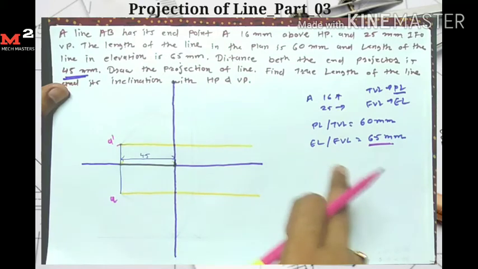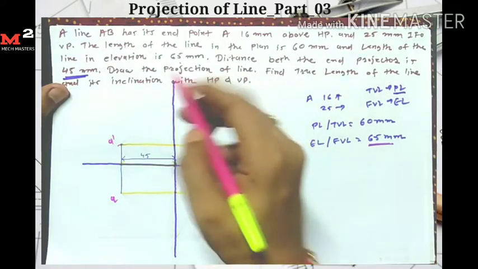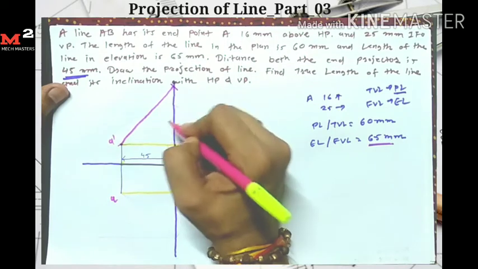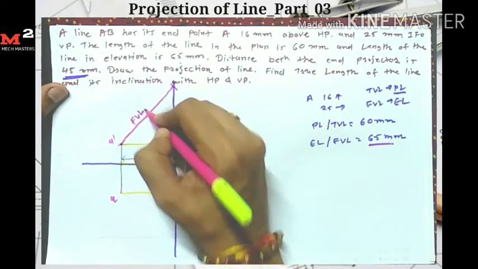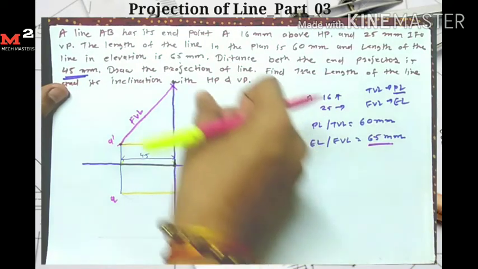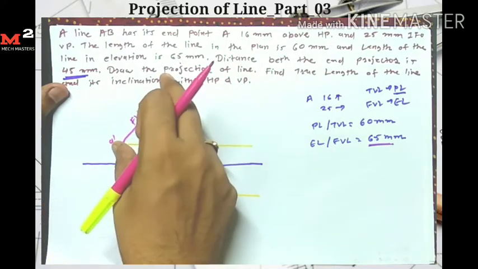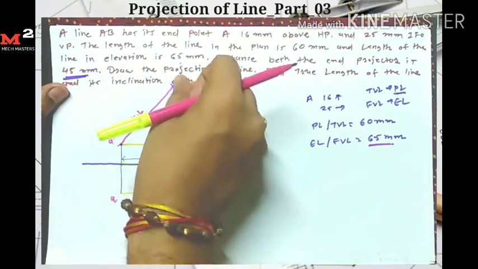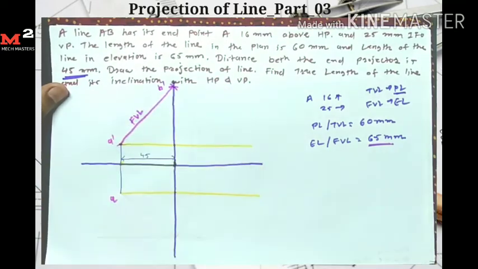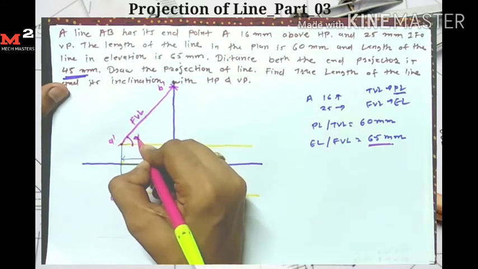So I take A dash as a center and 65 mm as a radius. I draw one arc which intersects this vertical line here, because the front view length is equal to 65 mm. Another condition is that I get the B dash point on this vertical line. So I take A dash as a center and the front view length as a radius, and draw one arc which intersects this vertical line. Here I get my final B dash point. So this is my front view length, and this angle is the apparent angle alpha.